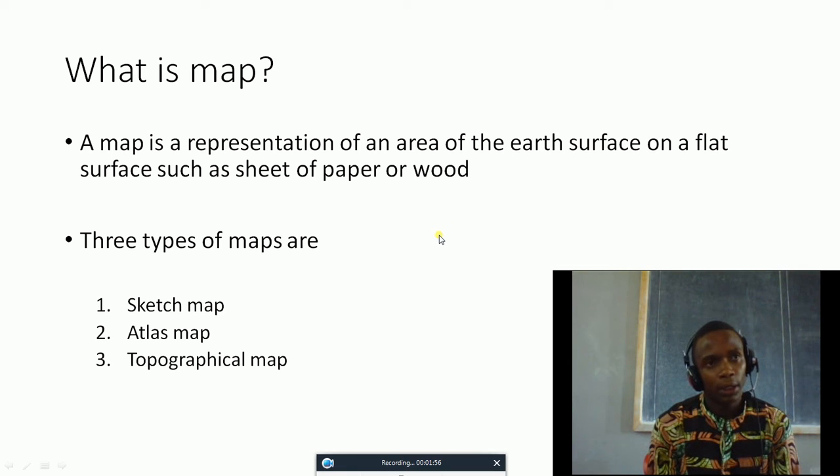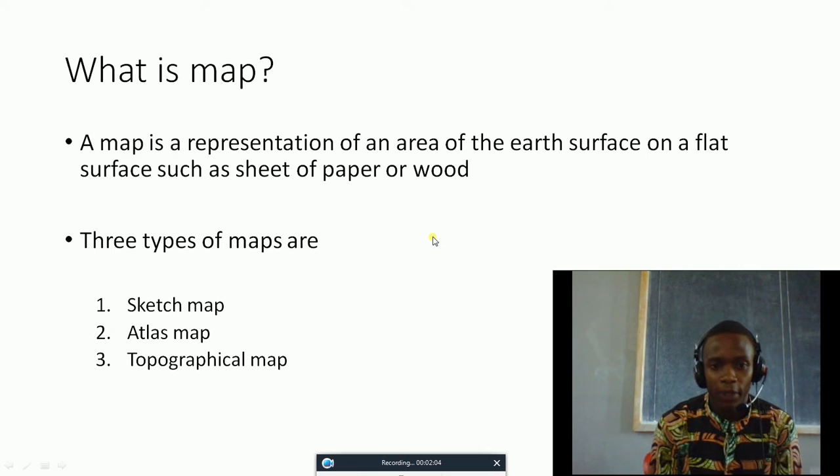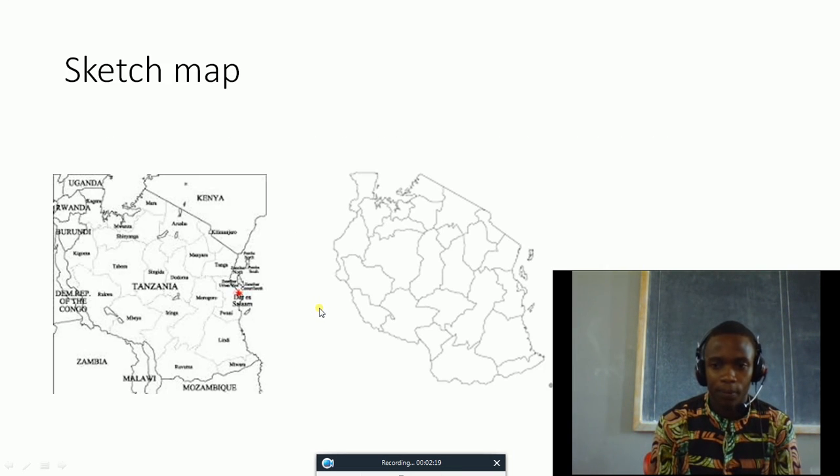But there are three types of map. The first one is sketch map. The second one is atlas map. And the third one is topographical map. Now, what is a sketch map? Anyone to help us?